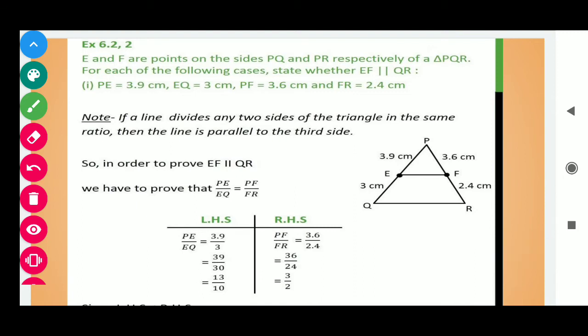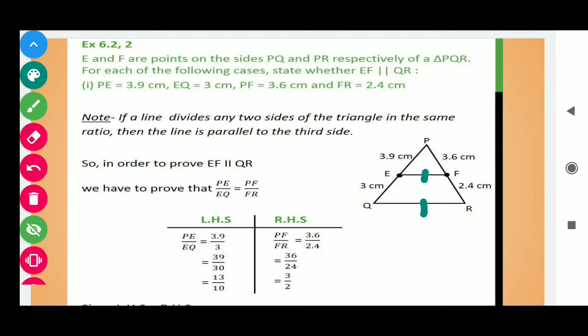Let's start with question number 2. E and F are points on the sides PQ and PR respectively of a triangle PQR. You can see there are 2 points E and F on the PQ side and PR side. For each of the following cases, state whether EF is parallel to QR.